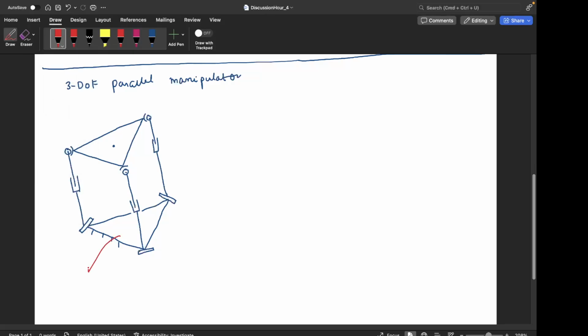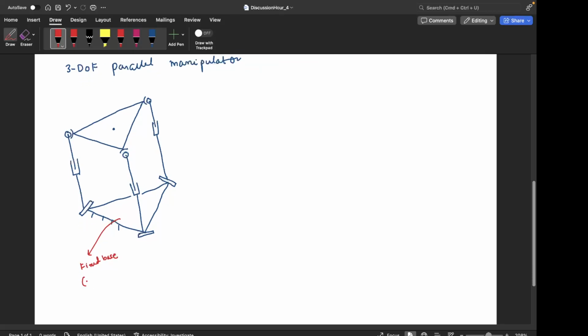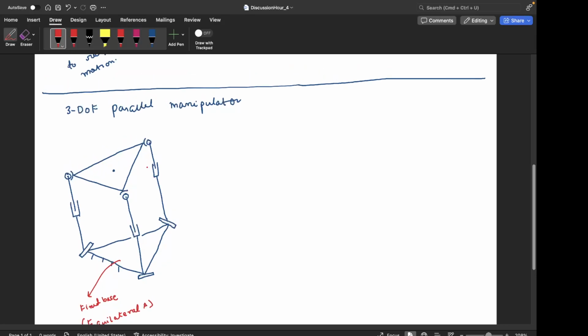So this is the fixed base, and we will take it as an equilateral triangle. This assumption we will use in the derivation just for simplification. And this is the moving base, and this is also an equilateral triangle. Now this is a spherical joint, this is a prismatic joint, and this is a revolute joint.